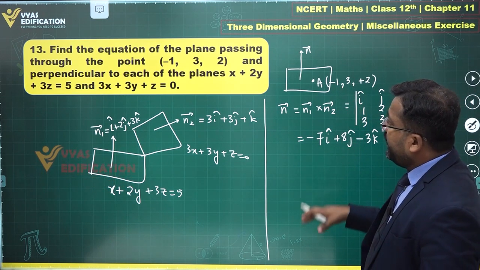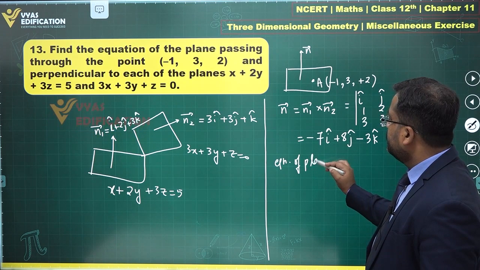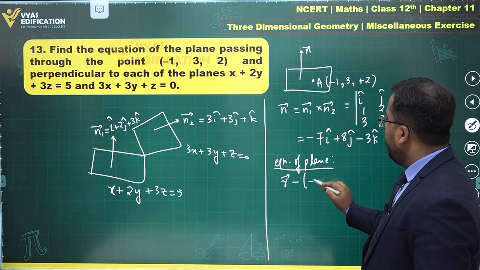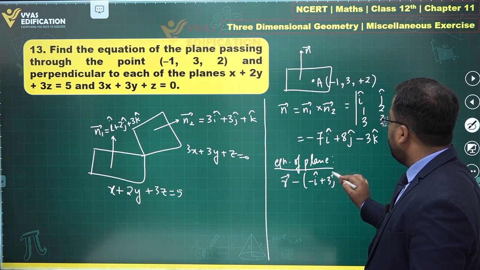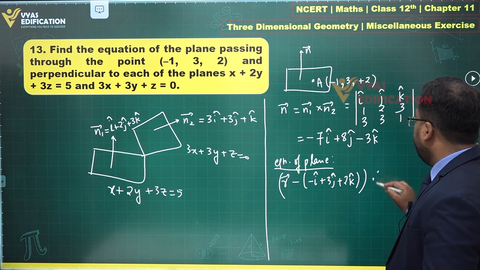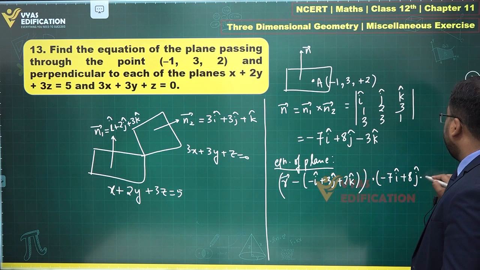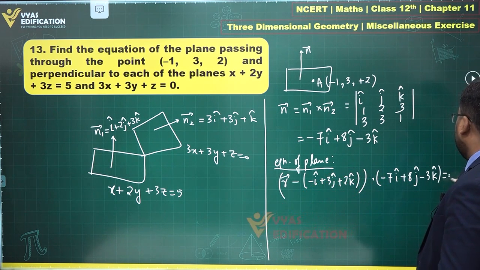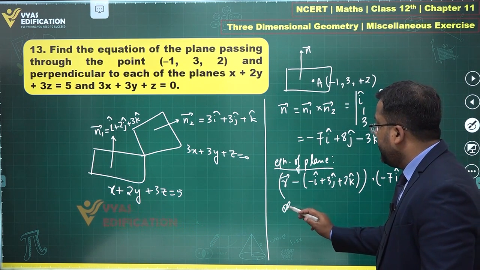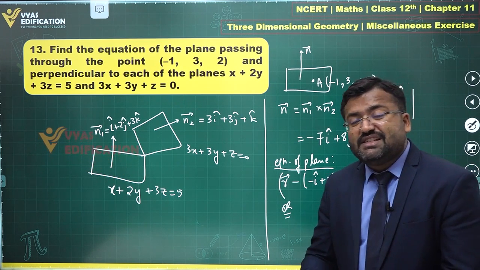You are already given a point, so the equation of plane will be r vector minus this, minus i cap plus 3 j cap plus 2 k cap, dot product with the n vector, which is minus 7 i cap plus 8 j cap minus 3 k cap, is equal to 0. This is the equation of plane in vector form. Or you can write the equation of plane in Cartesian form by replacing r vector with x i cap plus y j cap plus z k cap.